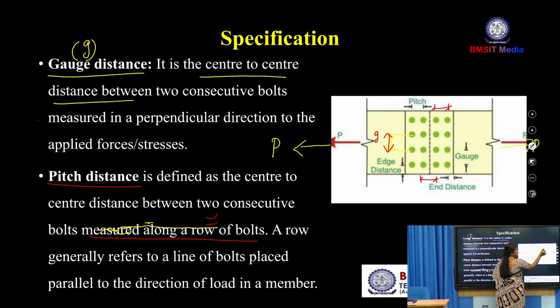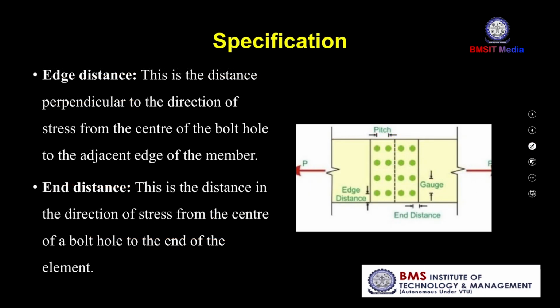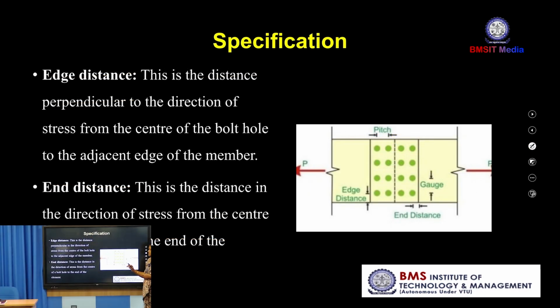So, this direction is parallel to the applied force. So, this is called pitch. So, gauge means perpendicular to the applied force, pitch means parallel to the applied force. So, next coming to edge distance and end distance. Two distances are there, one is edge distance, another one is end distance.